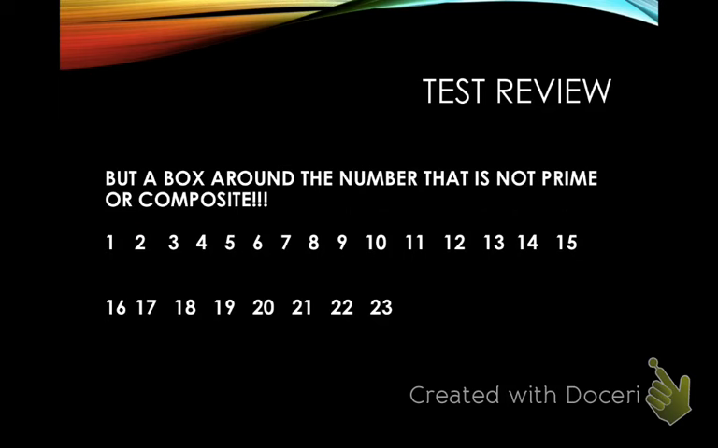Here's the last question for this section. It says put a box around the number that is not prime or composite. So what I'm looking for is a number that is neither prime nor composite. You should see one of them on here. I'm not going to give you the answer. You need to do this one completely by yourself, but just remember I'm looking for a box. A box looks like that. Put it around the number. Alright, moving on.